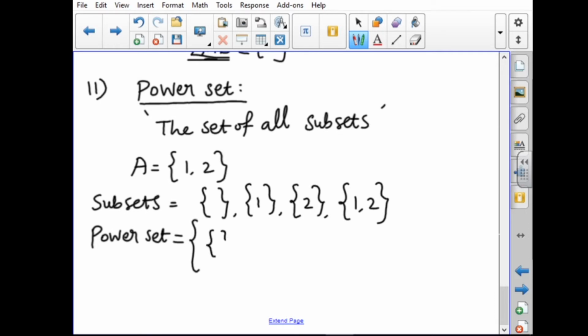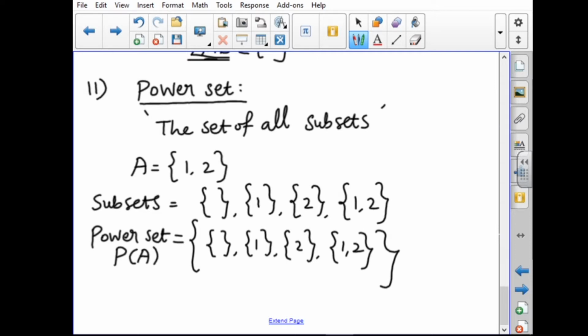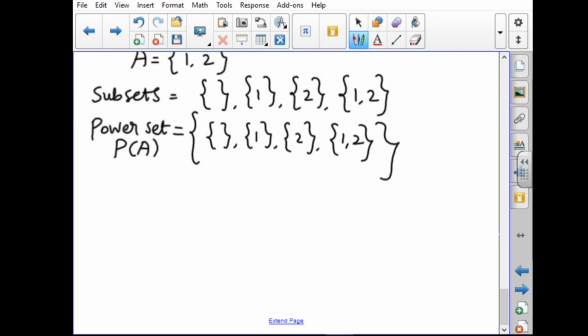So that is the empty set, {1}, {2} and {1, 2}. Every subset you have to write inside the whole set bracket, that is called the power set. Power set is denoted by P of A. We should find the number of subsets in a power set, that is n of P of A. We can use this in problems also.